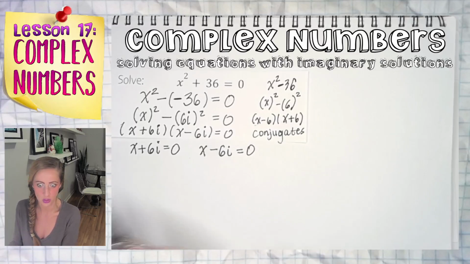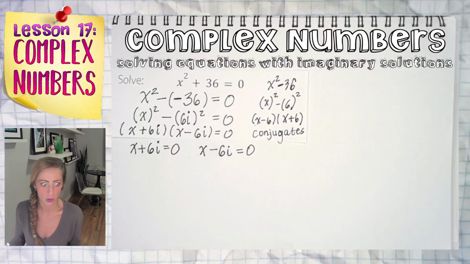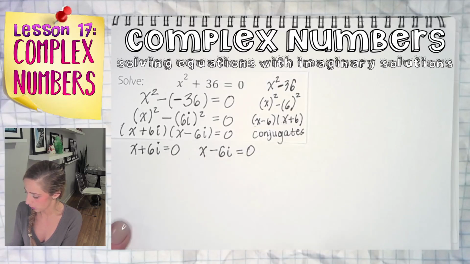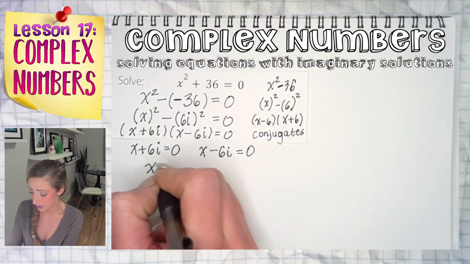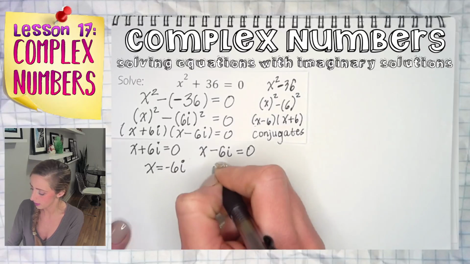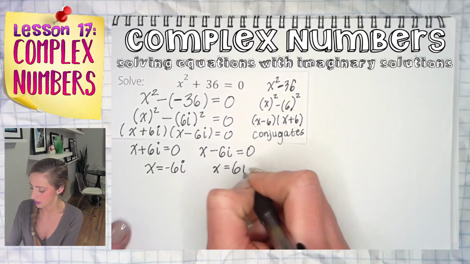This is a special situation: if you have a product, you could say both, or all three, or all four, all the pieces of the product can be equal to 0. You can't do that with another number, right? So moving forward, here we'll get x equals negative 6i and x equals positive 6i.